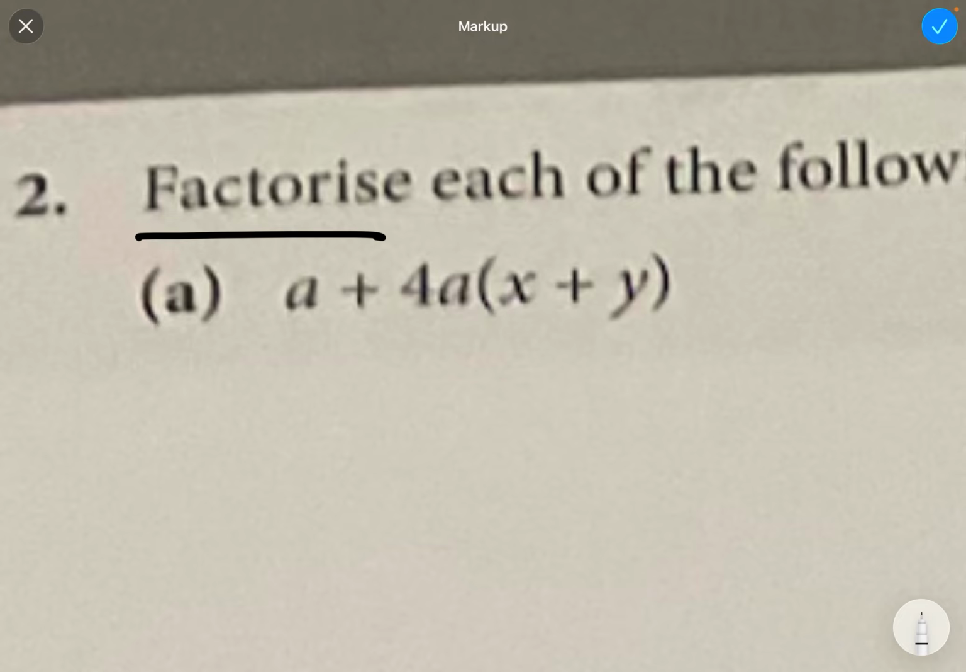Can see or not? Terms are separated by plus and minus. We ignore those inside the bracket because they are inside the bracket. We look at brackets first. So actually, here got two terms. The first term is just an A. The second term is 4A times the entire bracket. This is the bigger picture. A plus 4A times bracket. So there are two terms. Okay? Let me underline. The first term is A. The second term is plus 4A bracket x plus y.